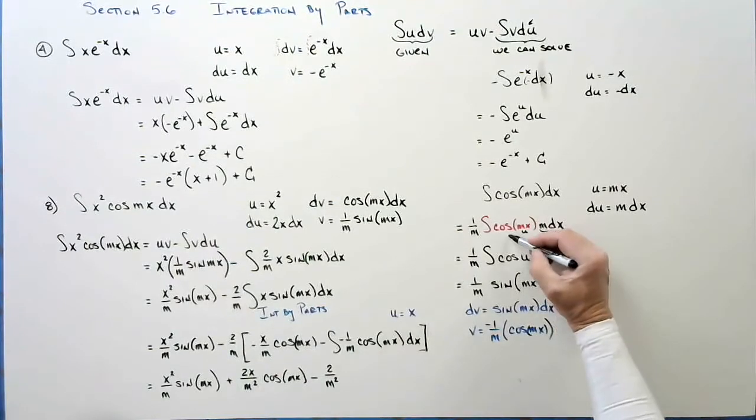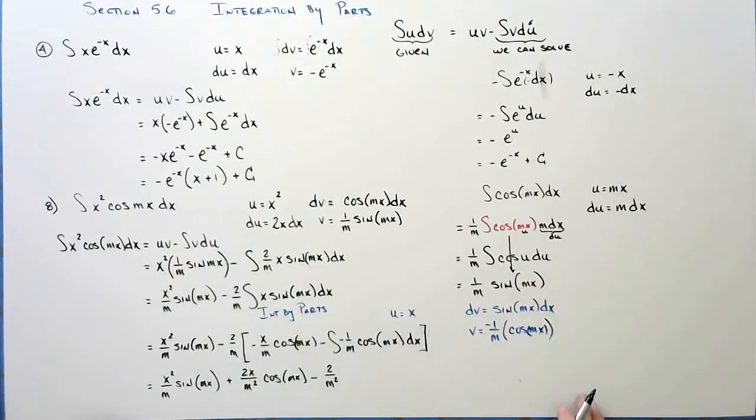Well, we've already integrated cosine mx. We integrated cosine mx right back here. So we know what that integral is going to be. The integral of cosine mx, remember we put the minus 1 over m out front because it's a constant. So we integrate this integrand of cosine mx. That's going to give us 1 over m times the sine of mx, plus our constant of integration. And so what we really have here, of course, is 2 divided by m cubed.